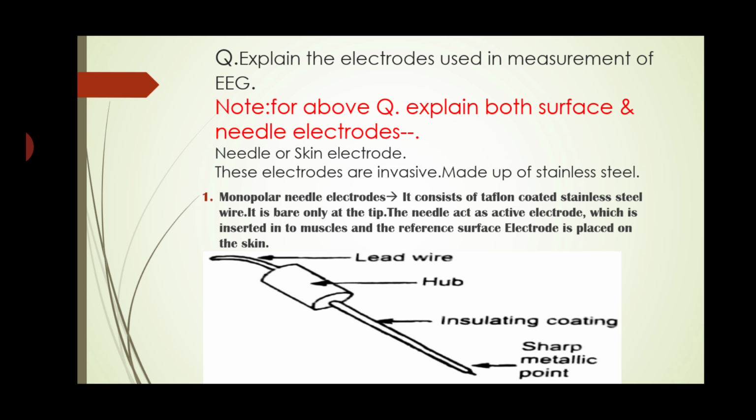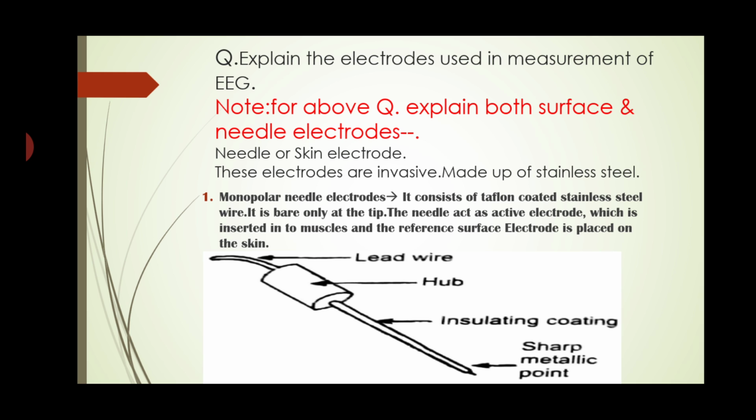Now, we will see the electrodes which are used in the measurement of EEG. In EEG measurement, both surface electrodes and needle electrodes are used. So, for the above question, you should explain surface electrodes and needle electrodes. Already in the previous question, I explained the surface electrodes. Now, we will see the needle electrodes.